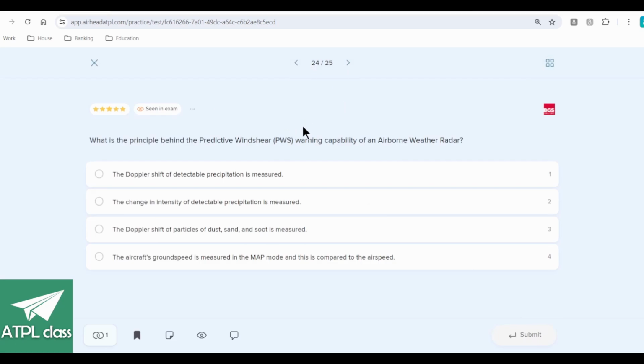Almost there then, 24 out of 25. What is the principle behind the predictive wind shear warning capability of an airborne weather radar?